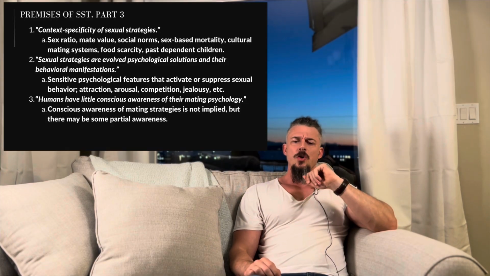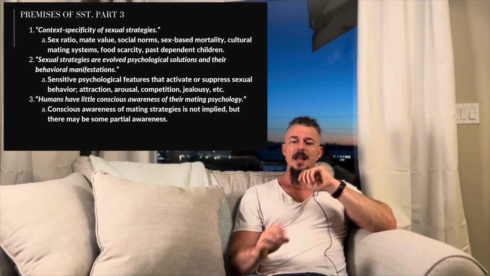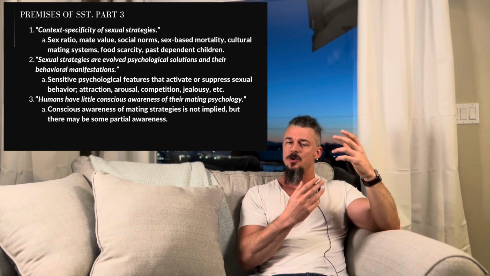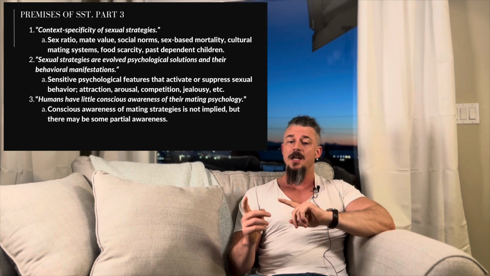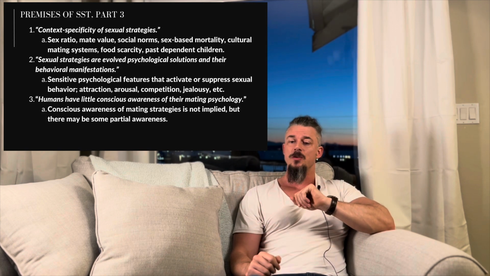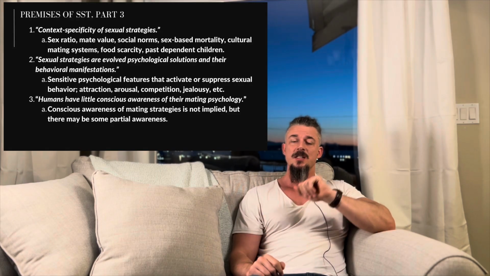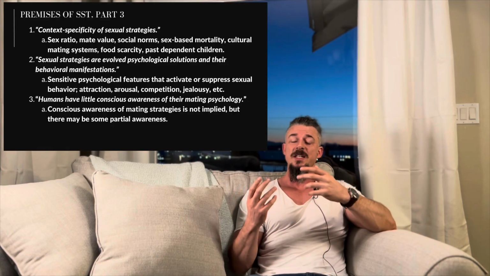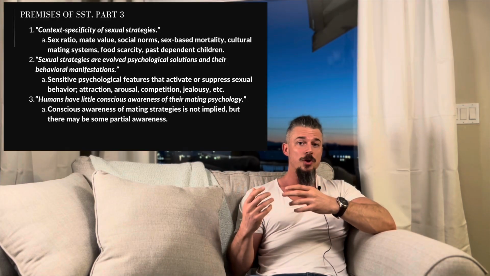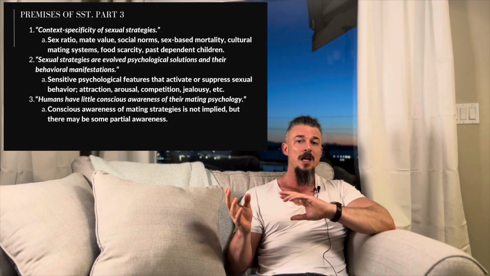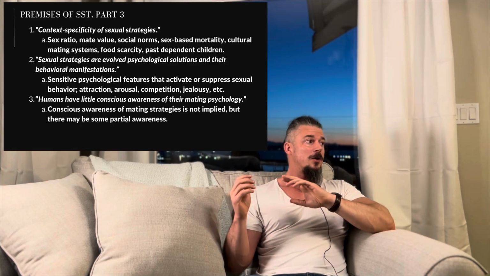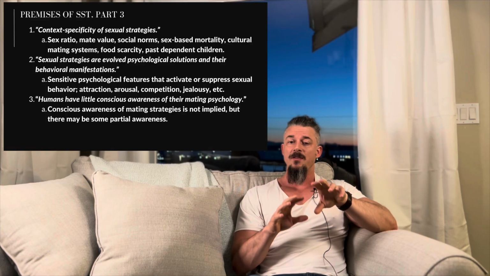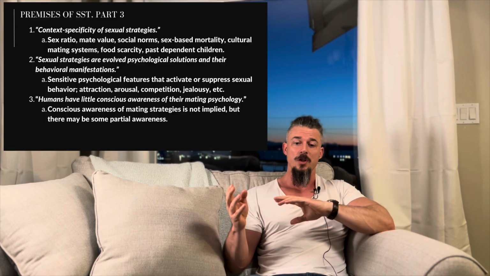So sexual strategies are also evolved psychological solutions and their behavioral manifestations. These are dispositions, tendencies, psychological things, and also the way that we act upon those. So they're sensitive psychological features. They activate or suppress sexual behaviors. They can increase or suppress desire, attraction, arousal, competition, jealousy, all of these emotions that evolved to facilitate mating, pair bonding, short-term strategies, long-term strategies, whatever. Many of these emotions that we evolved have a role in facilitating reproduction, okay?